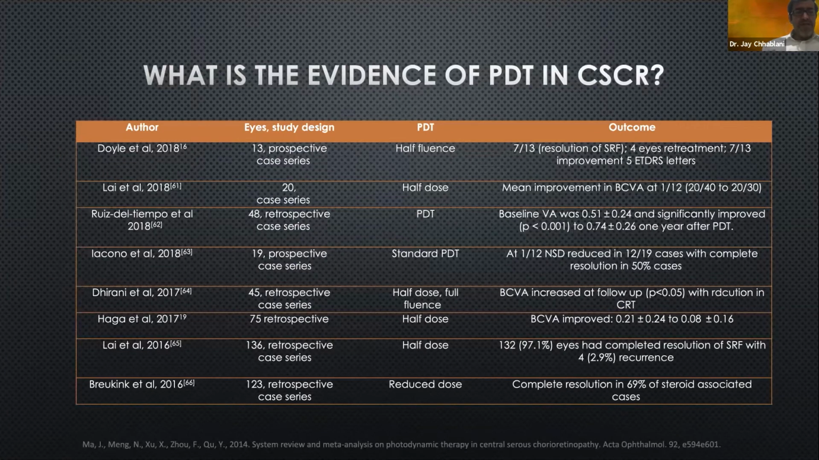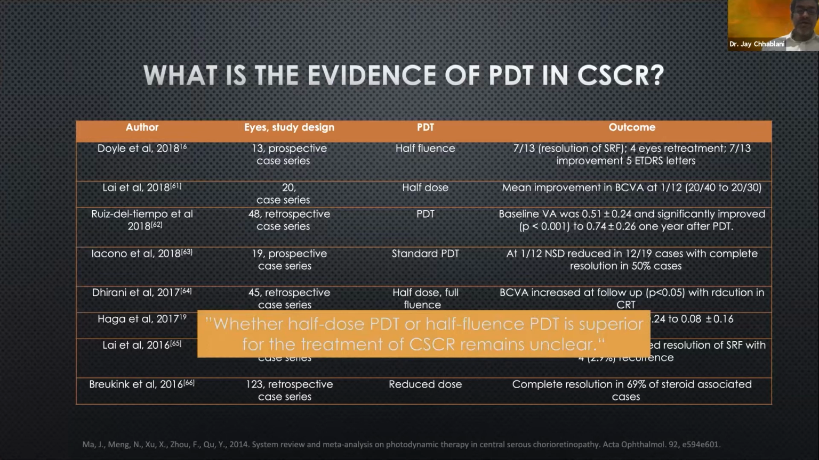However, what is the evidence of PDT in CSCR? We all have been using it for a really long time. It has its benefit. We use half fluence, half dose. However, we still do not know whether a half dose or half fluence is better for this treatment, but we do have some concern about the PDT. If you are repeating PDT, it might lead to long-term RPE damage.